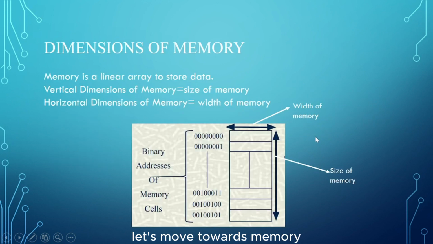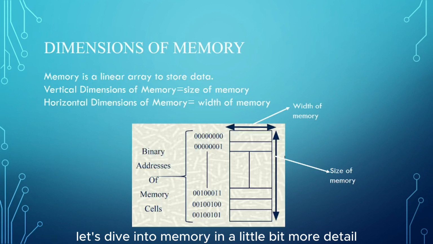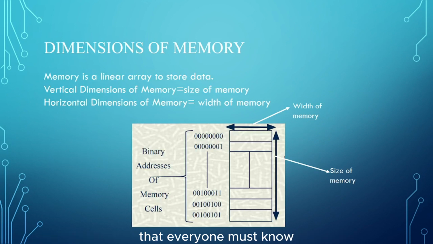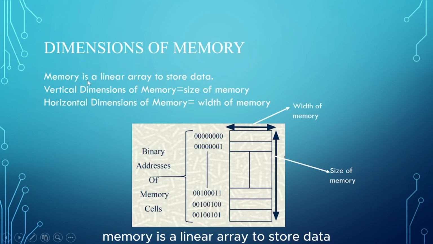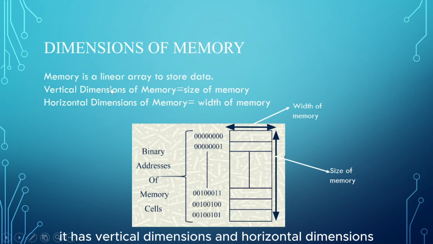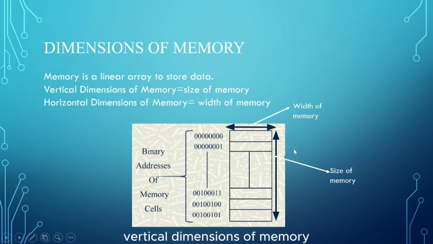Let's move towards memory. Let's dive into memory in a little bit more detail that everyone must know in terms of memory architecture. Memory is a linear array to store data. It has vertical dimensions and horizontal dimensions. Vertical dimensions of memory give size of memory, while horizontal dimensions of memory give width of the memory. And we can also see the memory addresses, which are often of 8 bits.